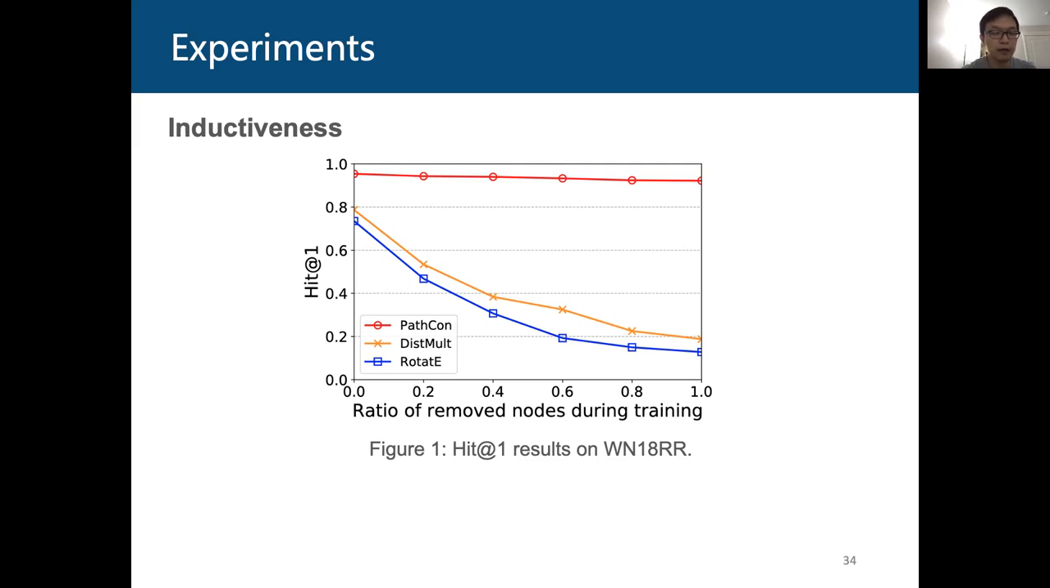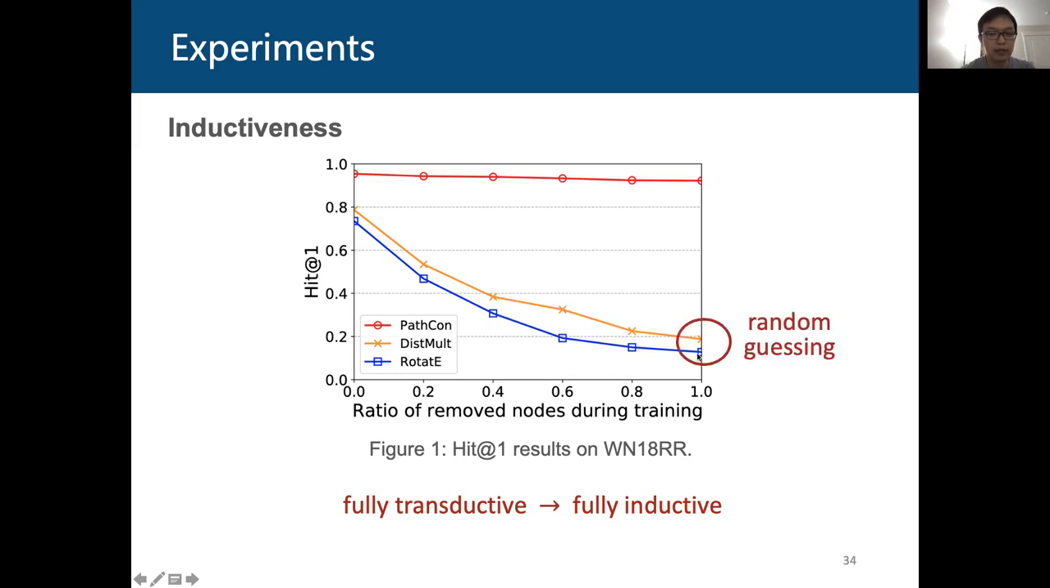We vary the ratio of removed nodes in the test set from 0 to 1, which means that the setting changes from fully transductive to fully inductive. We notice that the performance of DistMult and RotatE falls to a random guessing level in the inductive setting. But the performance of our method only decreases slightly.